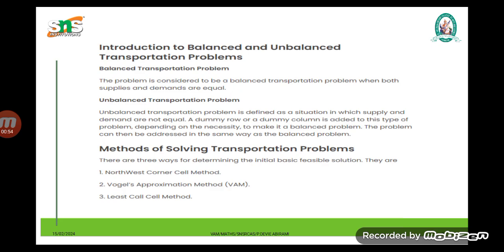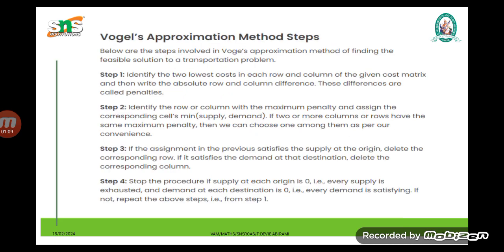There are many methods to solve a transportation problem: the NWC method, the least cost method, and Vogel's approximation method. Those two methods have already been seen. Here I am going to see the VAM method. Vogel's approximation method's algorithm: identify the two least costs in each row and column of the given cost matrix and then write the absolute row and column difference. These differences are called penalties.